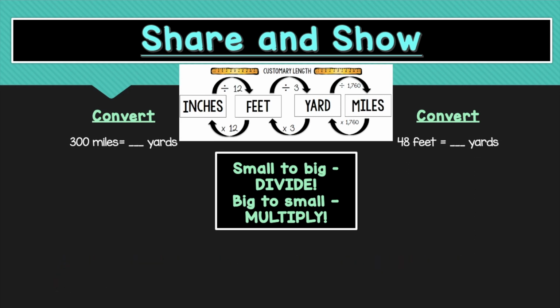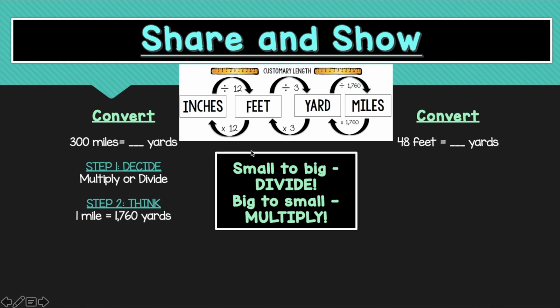300 miles is equal to how many yards? So the first step I need to decide is if I am multiplying or if I am dividing. So I'm going from miles to yards. So I'm going from a larger unit to a smaller unit, so I need to multiply. Now I'm thinking, 1 mile is equal to 1,760 yards.